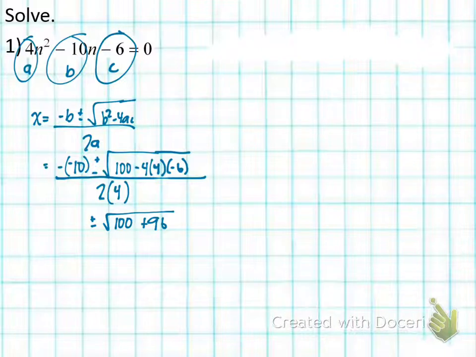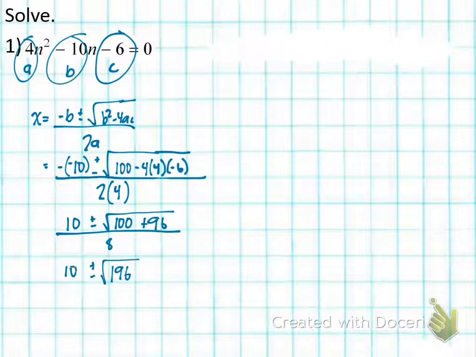Negative 10 is a positive 10. And 2 times 4 is 8. Okay? Continuing, 100 plus 96 is 196. Plus or minus, bring the rest of the problem down. The square root of 196 is 14. So it's going to be 10 plus or minus 14 all over 8.